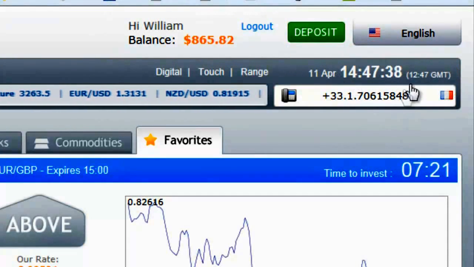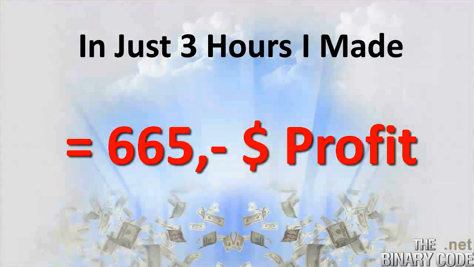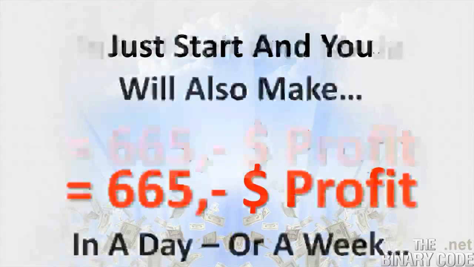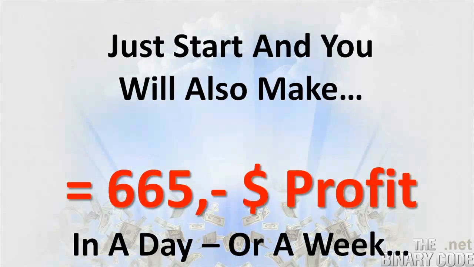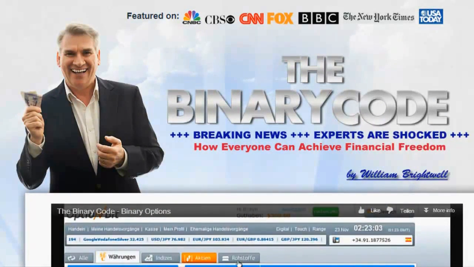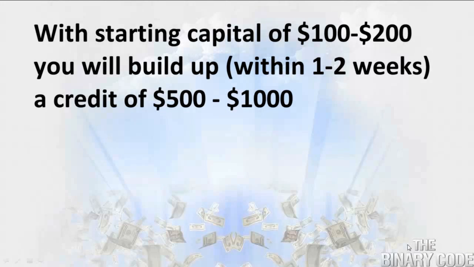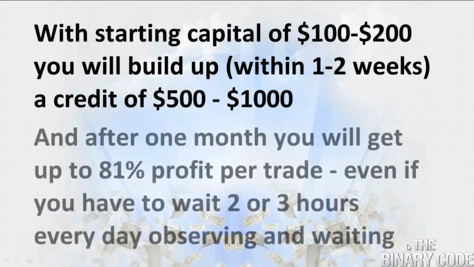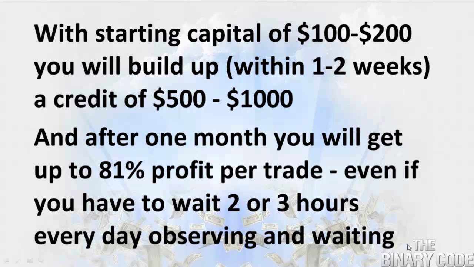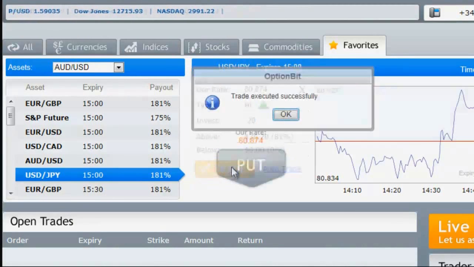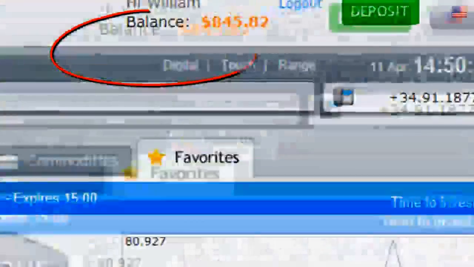The most important thing is that you remain patient and trade only on clear trends. It makes no sense to place trades and just hope that it will be okay. With a starting capital of between $100 to $200, you will build up within 1 to 2 weeks a credit of $500 to $1,000, and after 1 month you will get up to 81% profit per trade. Even if you have to wait 2 or 3 hours every day observing situations and charts and waiting, where else can you earn money as easily as this?